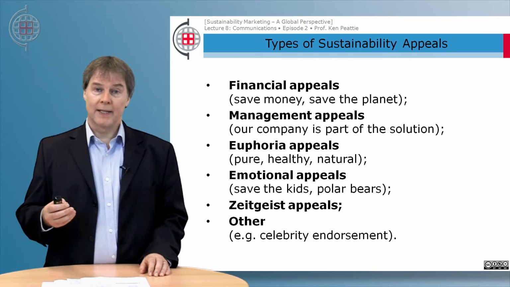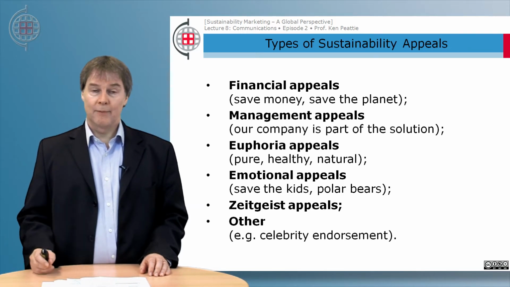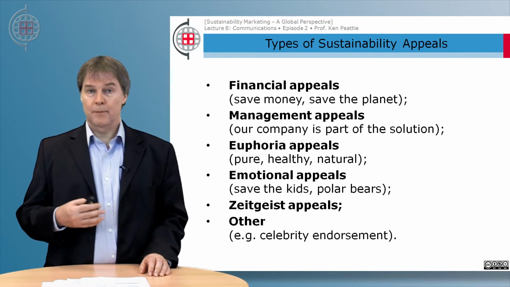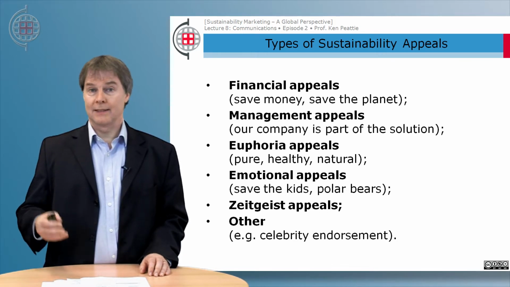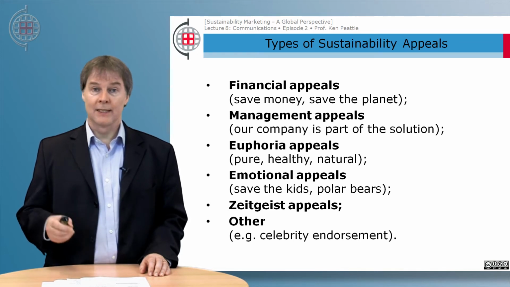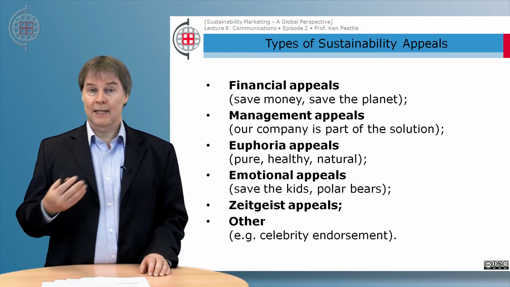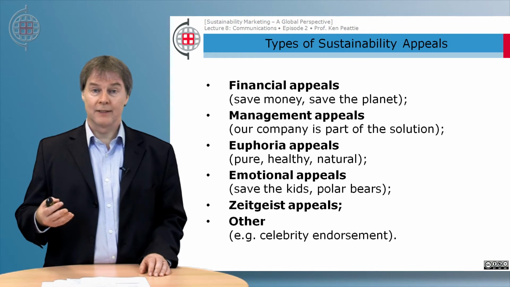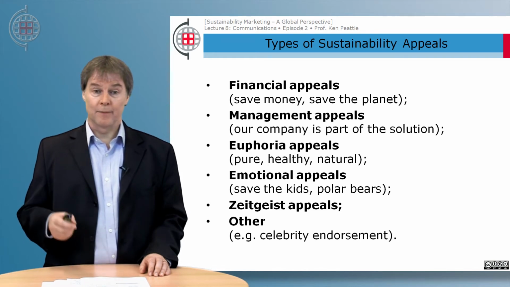The second type of appeal is a broader type of appeal, the management appeal, in which the company really tries to promote the way in which it does business, to say that we are a very efficient business, for example, we save resources, and to try and make the company appear to be part of the solution in relation to sustainability rather than part of the problem.